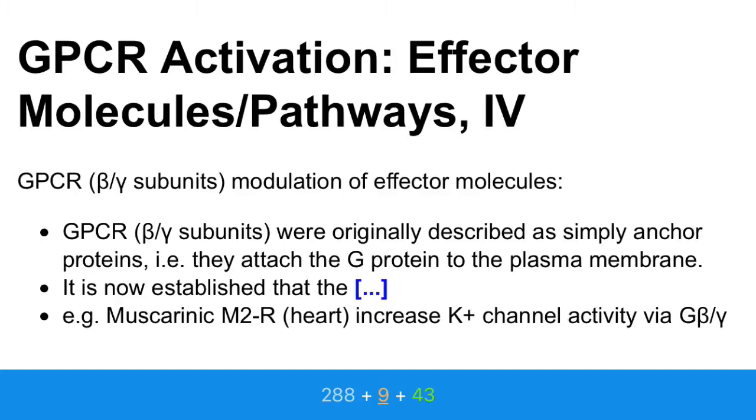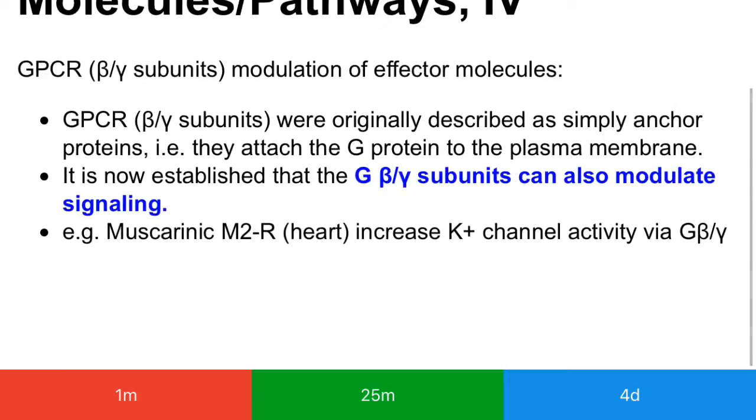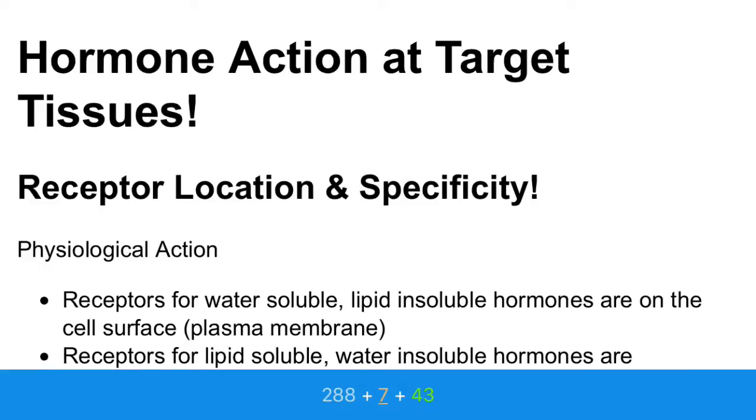enzyme activity, protein transduction, transmitter protein. Shoot, I always forget. The proteins, yes, and then a specific example of this is in the muscarinic receptor M2R in the heart. Yes. Beta gamma subunits can also modulate signaling. Yes. Okay. All right. Summary of key concepts. Okay. The net osmotic effect will depend on its ability to permeate the cell membrane.